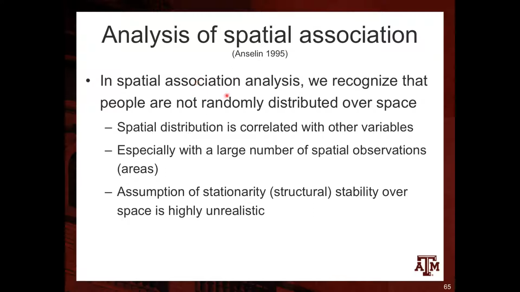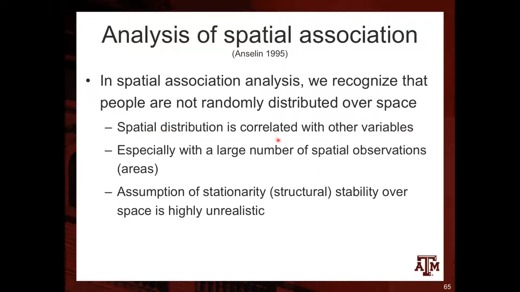So in spatial association analysis, we recognize that people are not randomly distributed over space. So if we are doing analysis for the US, for example, and dividing the US by counties, if we want to do an analysis about any socioeconomic indicator, for example, or demographic indicator, we usually know that, for example, average earnings or total fertility rate or life expectancy or migration rates, they're not randomly distributed over all these counties in the US.